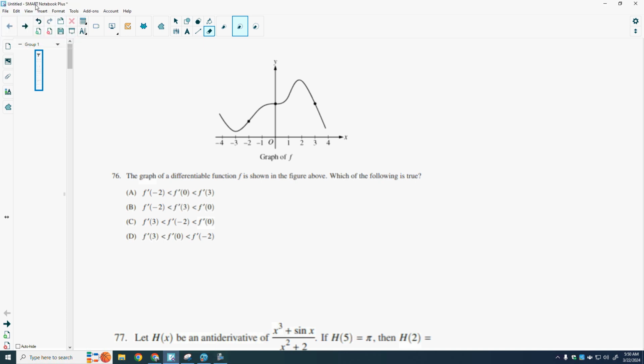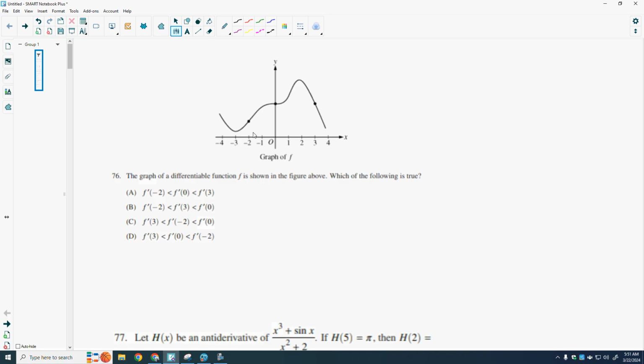Plan for this recording is we're going to talk through the calculator portion of the multiple choice. So let's get rolling. Question 76. What I see is a graph of f and a bunch of comparisons between my derivative.